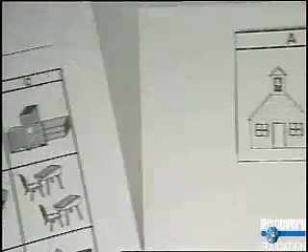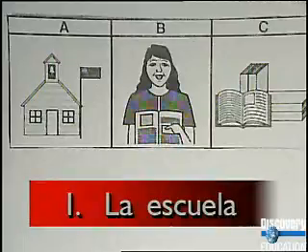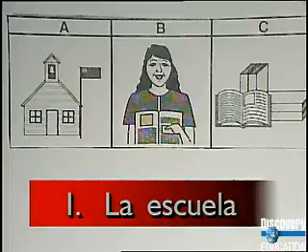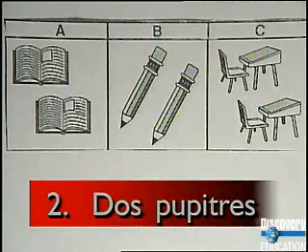What I'd like you to do is to put an X over the picture that best matches each of the things I'll be saying. For example, here on number 1, put an X over the picture that shows La Escuela. Let's continue now with number 2, and make sure that you stay on the same number that we're working on, okay? On number 2, put an X over the picture that shows dos pupitres.